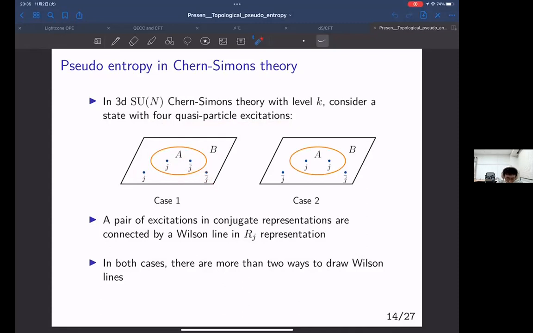So then there are two cases. Case one is that a fundamental and an anti-fundamental excitation are inside A. And in case two, two fundamental excitations are inside A. These two cases are distinguished by the Wilson loop. Basically, this is the intersection of the Wilson loop at some time slice. So you have to consider how to connect these excitations. Let's start with case one.